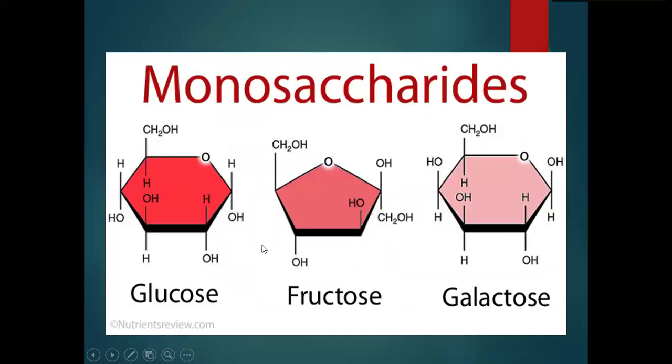Now, this diagram shows the structure of various monosaccharides: glucose in its ring structure, fructose in its ring structure, and galactose. If we look at the position of the hydroxy group at position 4 of galactose and compare it to that of glucose at position 4, we can see that the position of the hydroxy group differs for both sugars.